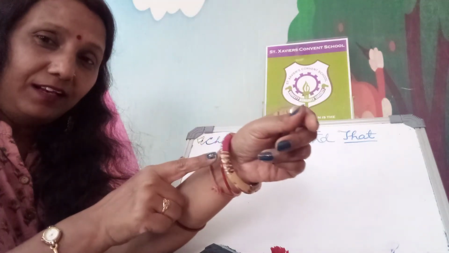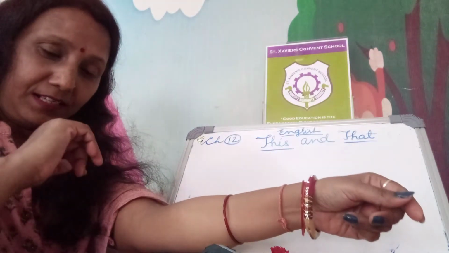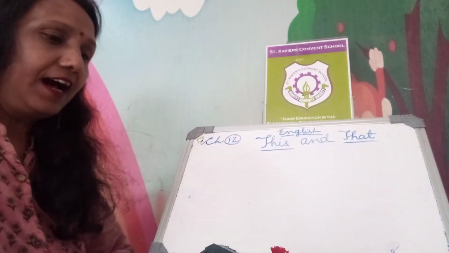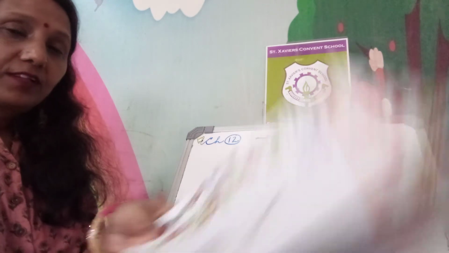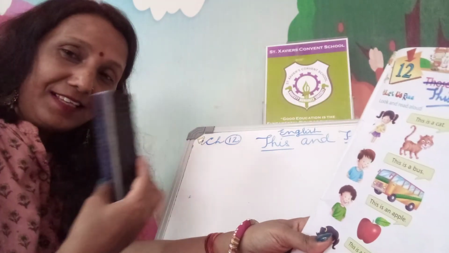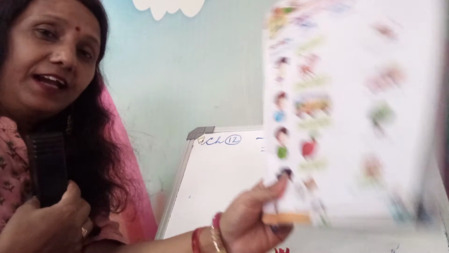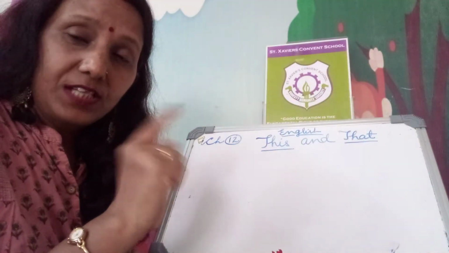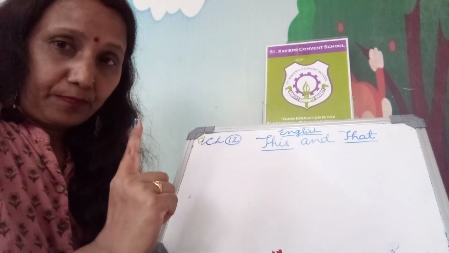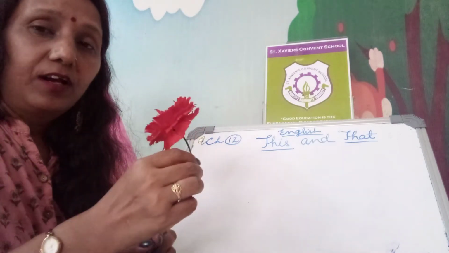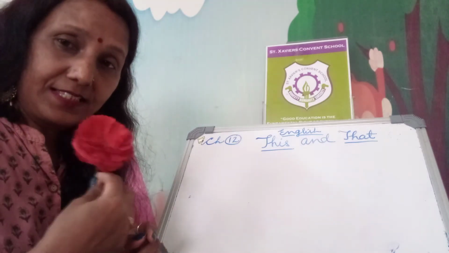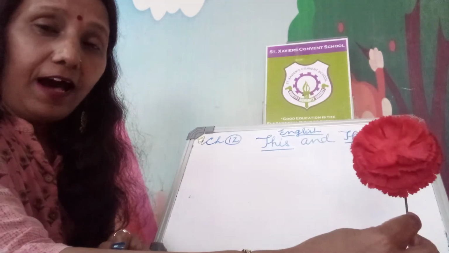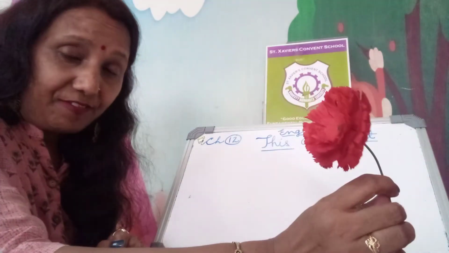This is a ring. That is a bangle. The bangle is far. This is near to me. Like that, we can see that is a book, and this is a duster. The duster is with me. That is far from me. We use this and that for one thing. If there is one flower near to me, we will say this is a flower. If that one flower is far from me, I will say that is a flower.